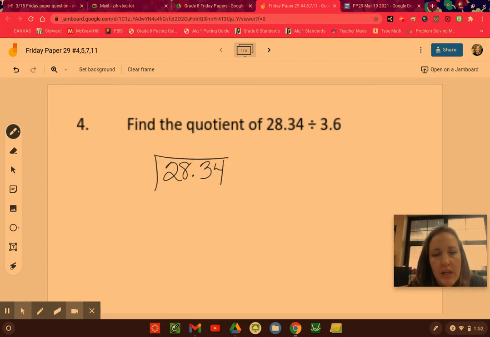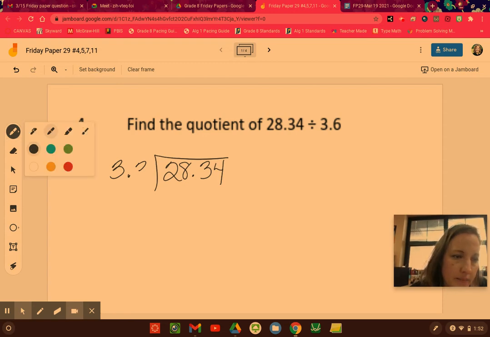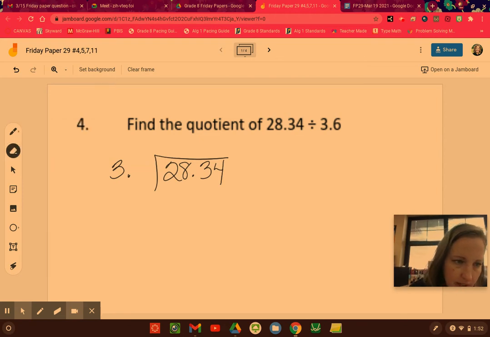So we have the quotient, we have the dividend, and we have the divisor. The dividend is inside. The divisor goes on the outside. And remember, the divisor must be, I should say, in the standard algorithm it's best if it's a whole number. Here we go. Change that.